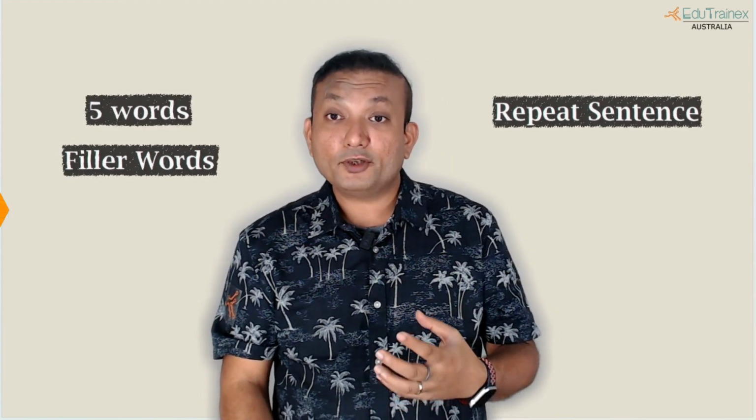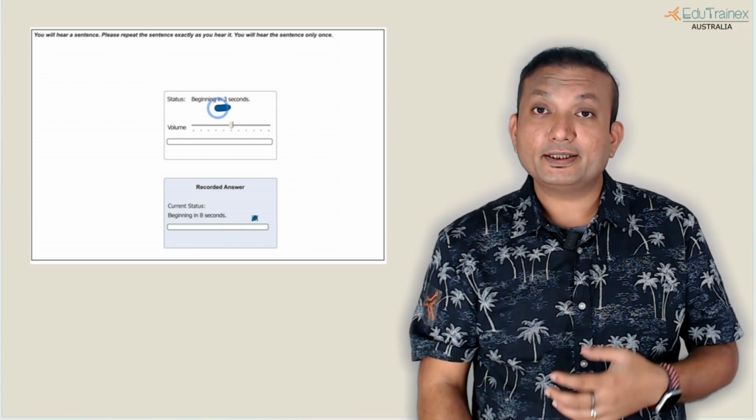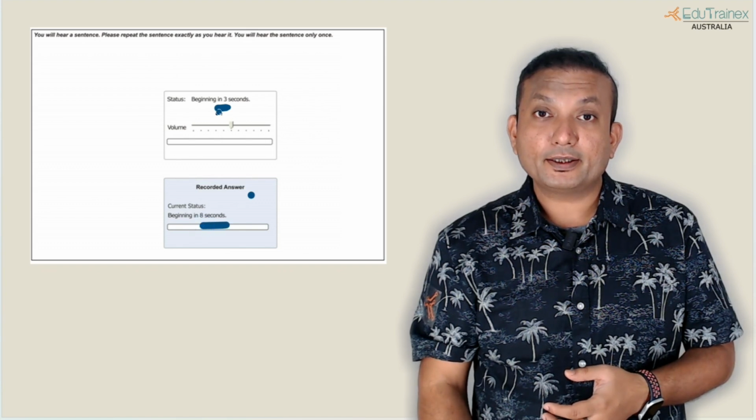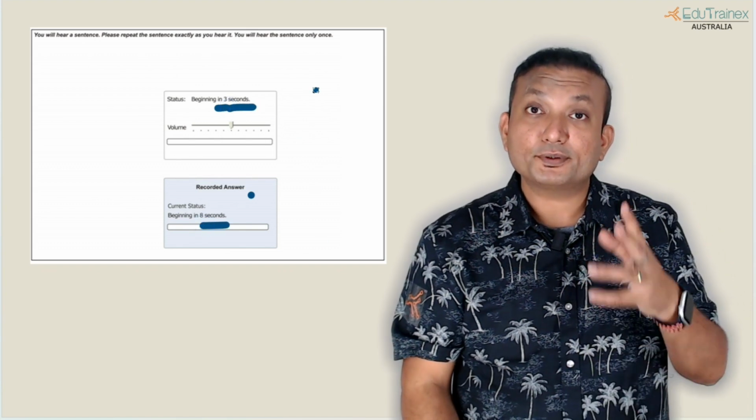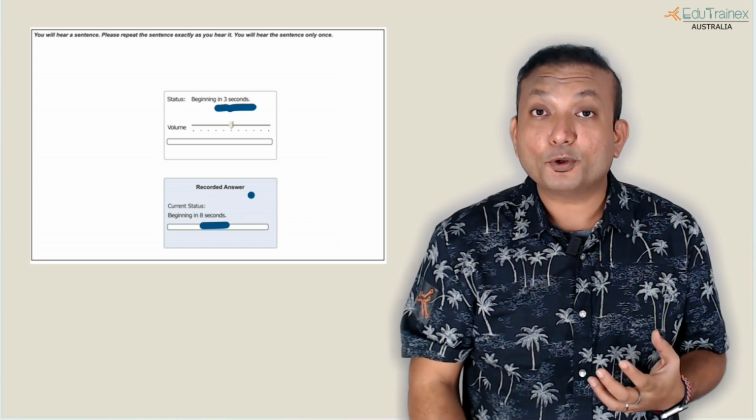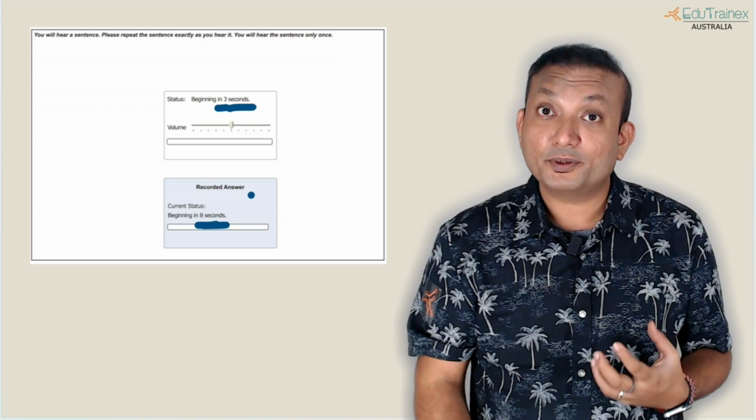Now I will show you the question, how it looks in the exam. There are two boxes here. This is the audio player and this is the recorder. The timer over here shows 8 seconds and 3 seconds. The difference, 8 minus 3, is 5. So that is the length of the audio that you will hear. If it gets longer, like 10 seconds, that means you are going to listen to a longer audio.